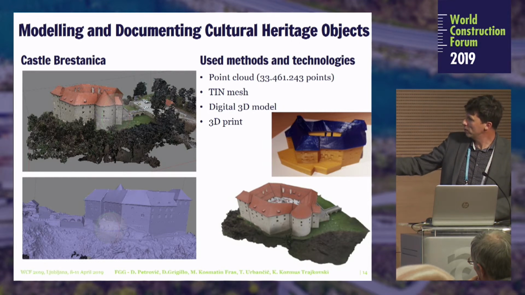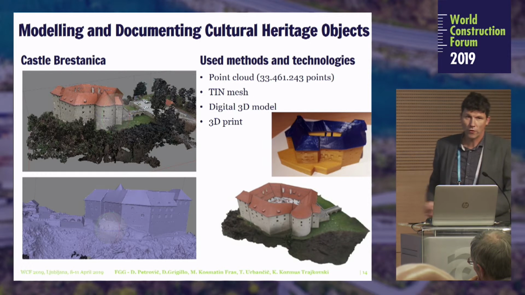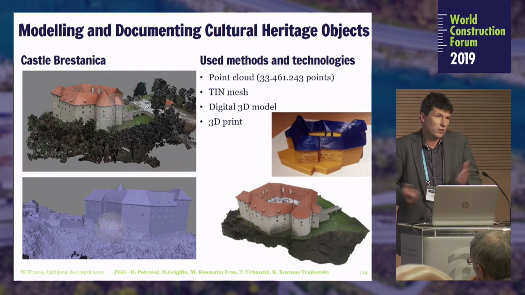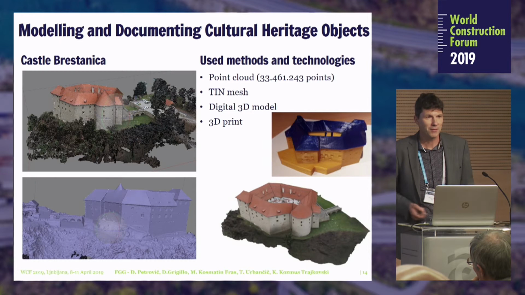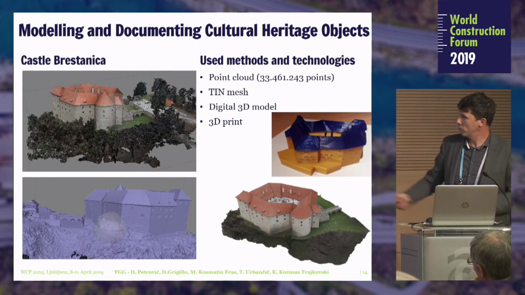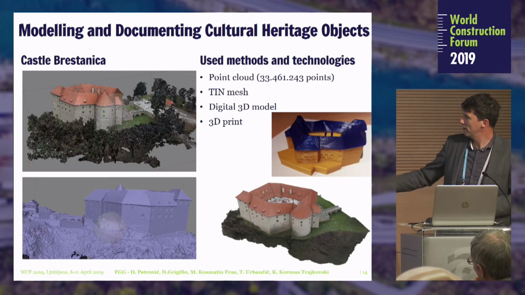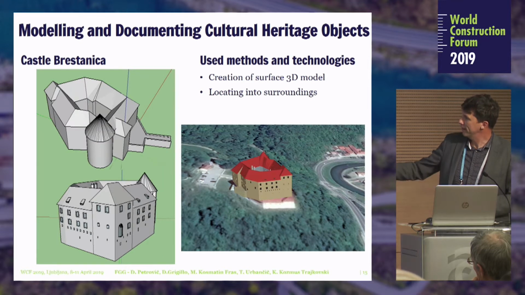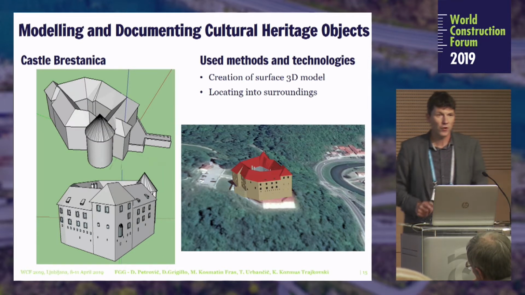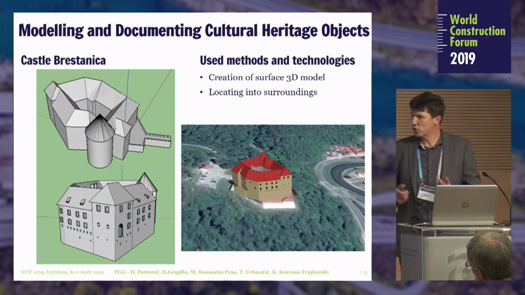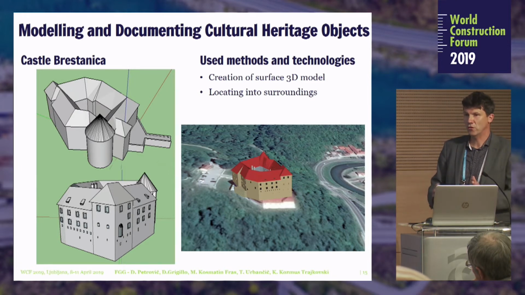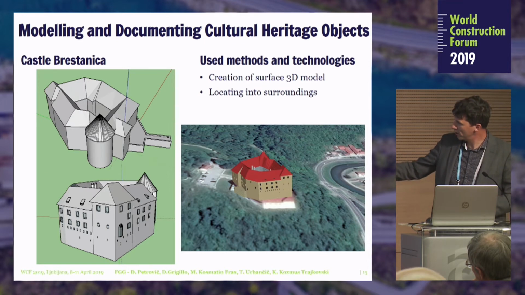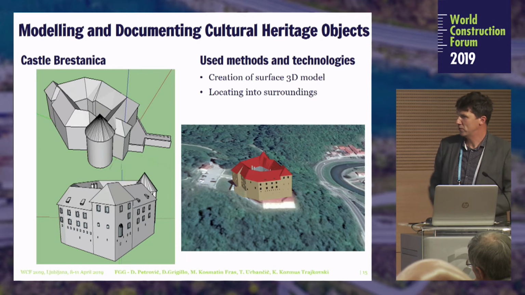The point cloud consisted altogether of 33 million points, which is quite normal nowadays. You are, I'm sure, familiar with that amount of data. We are always working with big data. And of course, again, thin mesh, digital 3D model, and 3D print. And also the creation of the surface model, a geometrically corrected 3D model, which can then be a basis for further documentation and positioning of the castle into wider surroundings.